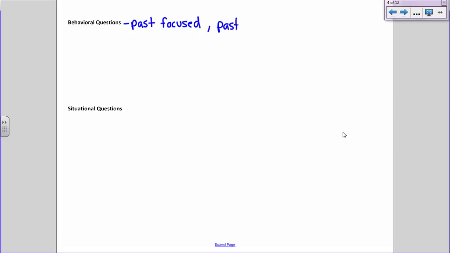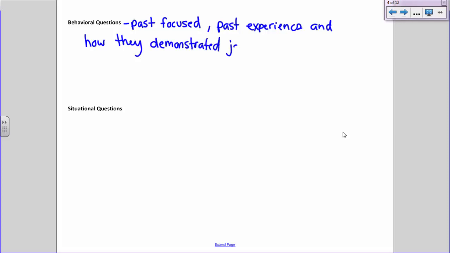So we ask about past experiences and really how they demonstrated job-related, performance-related skills to handle the situation on the job. So, for example, this job involves persuading employees to follow our safety rules. So, tell us about a time in the past when you had to persuade an employee to do something, right?